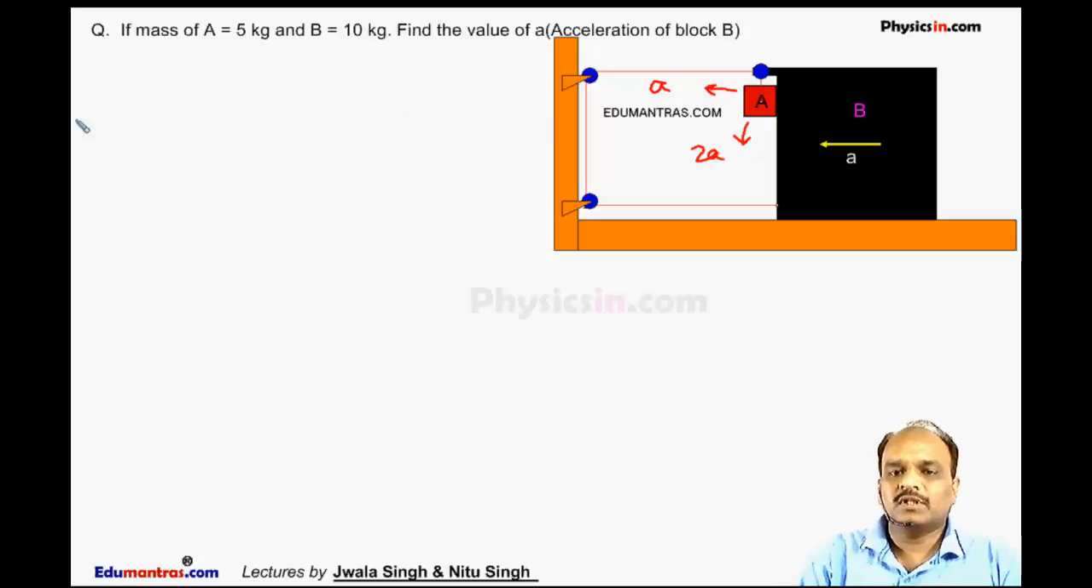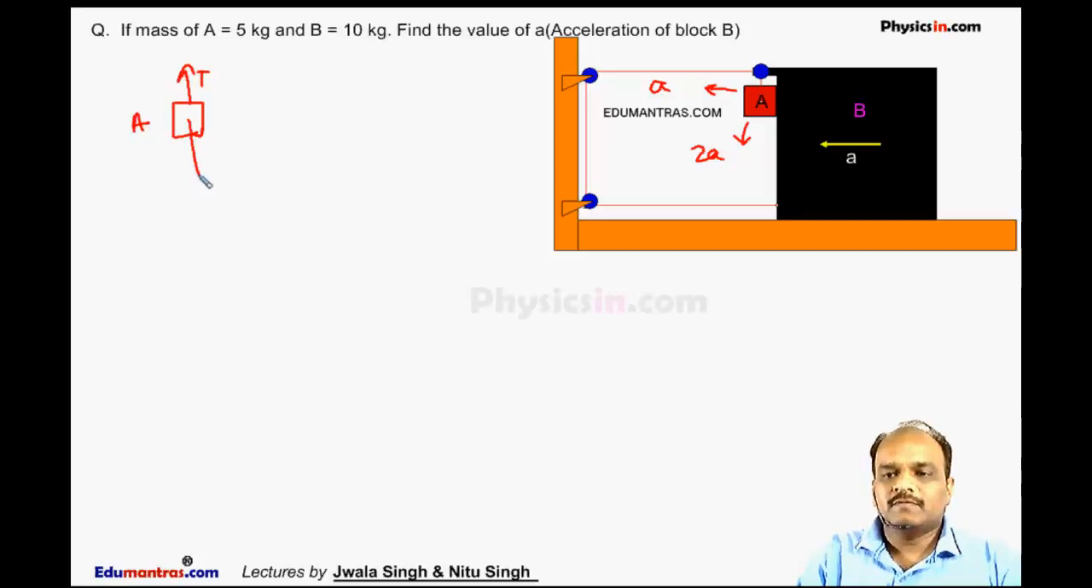So I will draw the free body diagram of this block A. The tension T will act upward. The weight of this block is 50 Newton, acting downward, and there is one more force, the reaction R. So we can say 50 minus T is equal to 5 into 2A. This is our first relation.